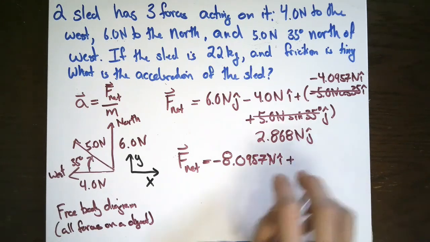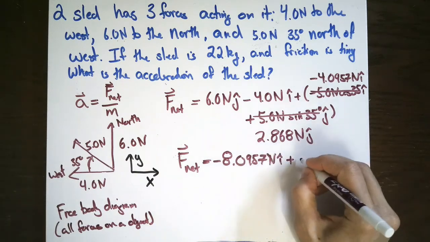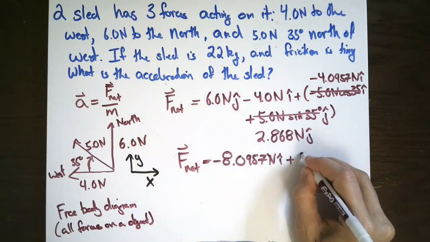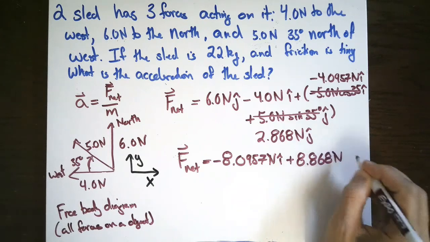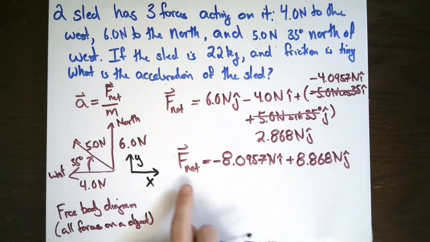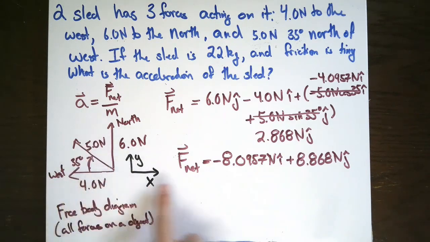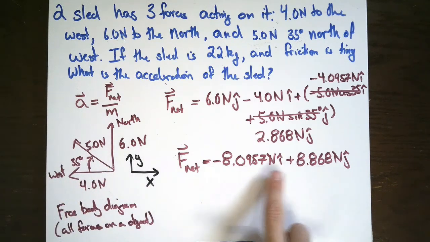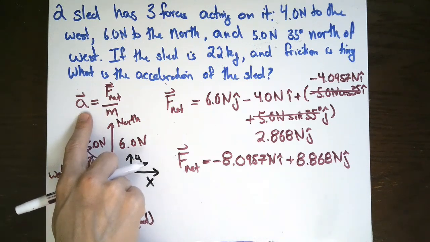And in the j direction, we have 6 newtons and 2.868. So if we add those two, we'll get 8.868 newtons in the j hat direction. So there's our net force. We've added up all three forces by putting them in their components and then adding each of the components. And now we can go back here to our acceleration.